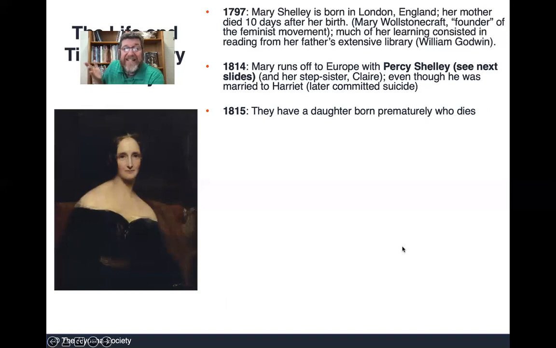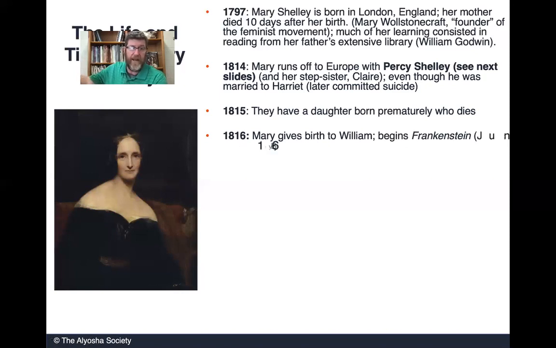Now, look at this. She's 18 years old. 18 years old. She's hanging out with a dude who was married to someone else. They have a child together. The child dies. Now, in 1816, they do get married. And she gives birth to a son named William. We'll talk about him later.